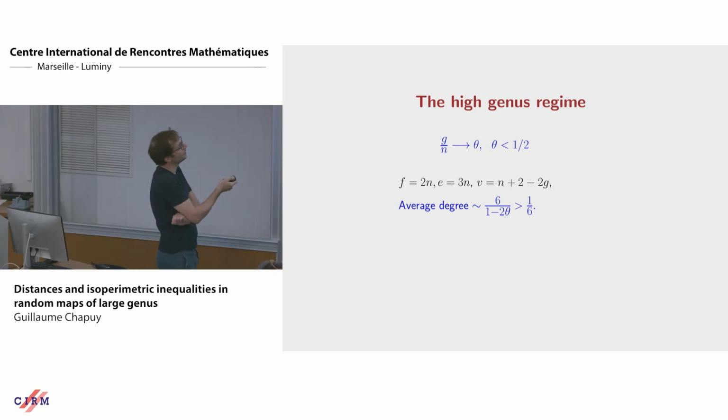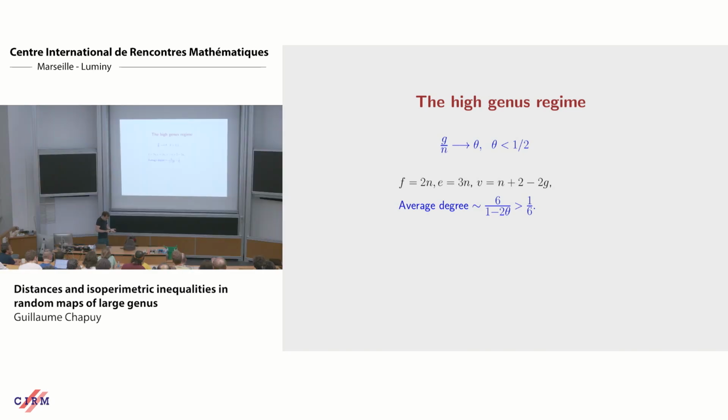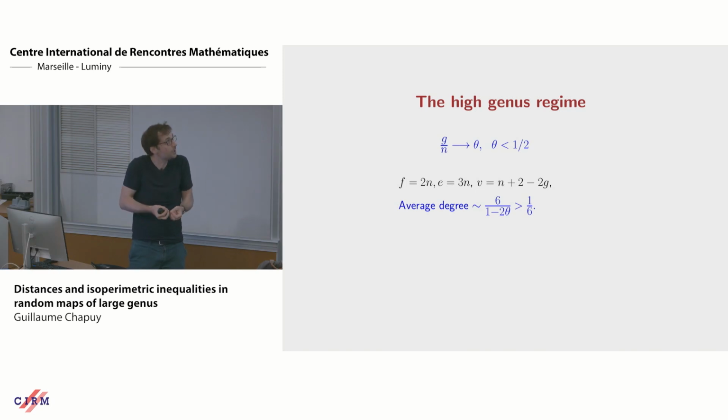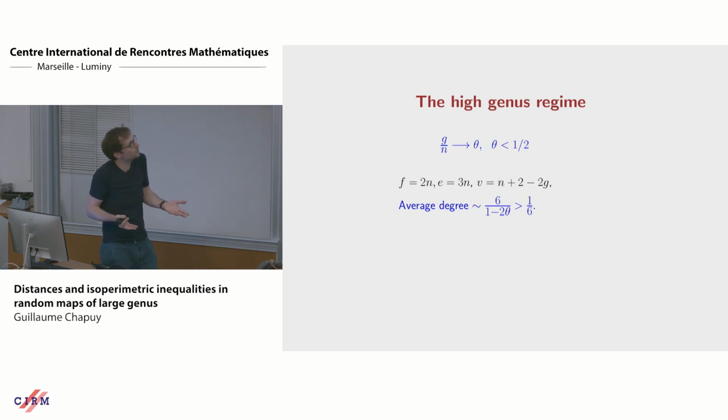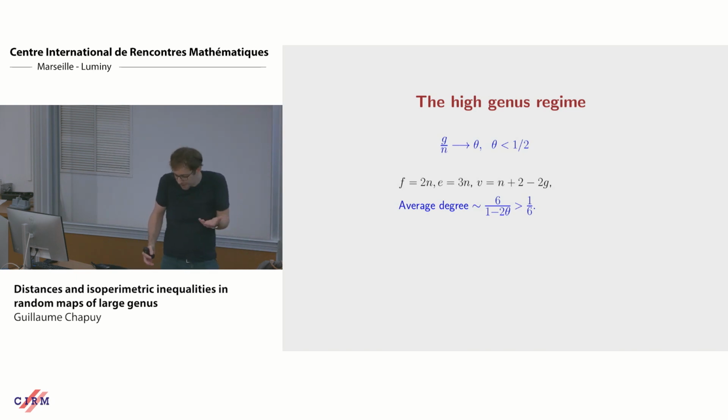Anyway, of course, if the genus is fixed, non-zero but fixed, the average degree is still tending to 6. But here, at the limit, your average degree is really larger than what it is in the planar case. So maybe you have some sort of curvature or some sort of hyperbolic behavior. And so this is maybe the motivation to study this regime. Maybe it will give you something truly different in the end.